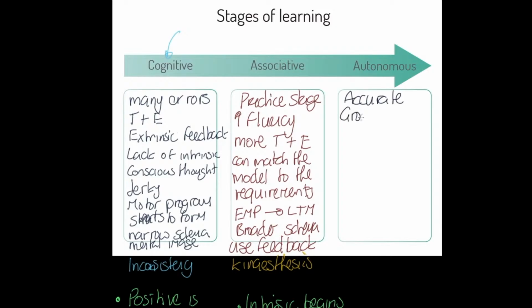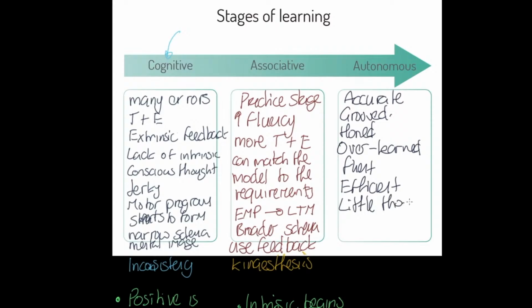Accurate, grooved skill. Grooved is a very similar term to overlearned. It's honed. Similar sort of notion. It's, guess what? It's overlearned. All these phrases will pick you up credit. It's a fluent skill. It's an efficient skill. Remember, no waste of time or energy or both. It requires little thought, or it's not conscious, or it's automatic, we could say. Hence the autonomous, really, right? And they're really benefiting here from intrinsic type feedback. So I'm just going to put intrinsic in there.